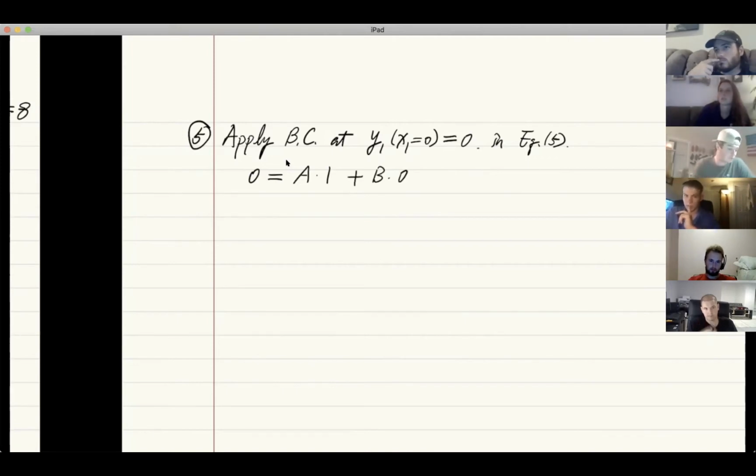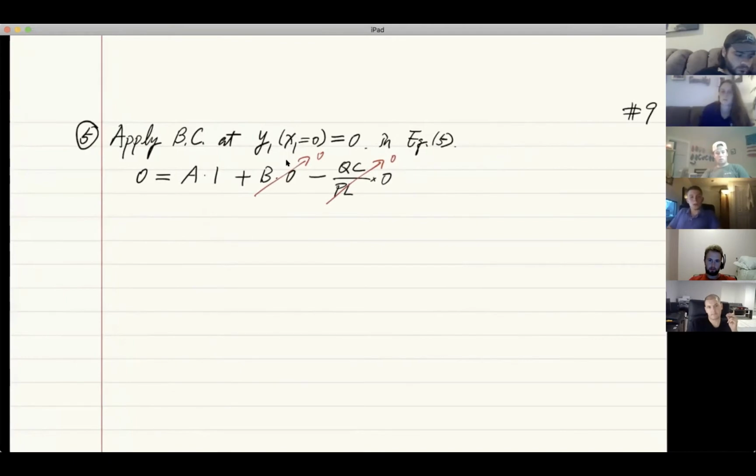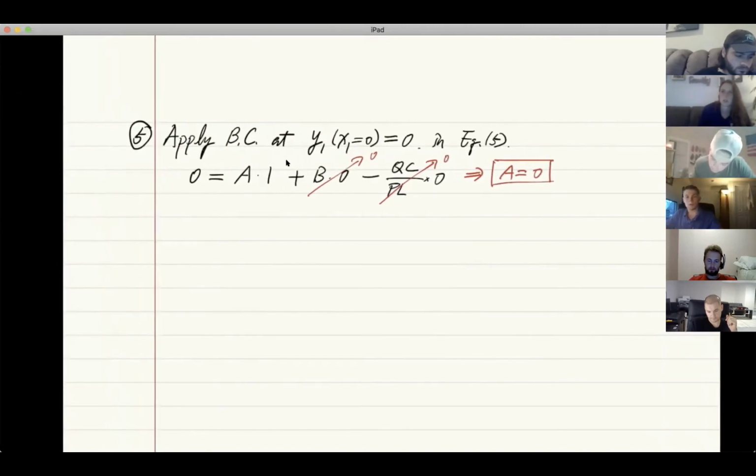So the special solution x1 is 0, so that means minus whatever you have here, you can call it QC over PL, times 0. Now from here, apparently this is gone. This is gone because they're all zeros, right? What do we have here? We found that A is actually 0, correct? Because A multiplied by 1 equals 0. So we know here A is actually 0. So we found this.